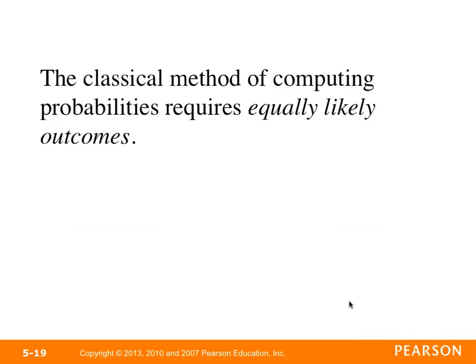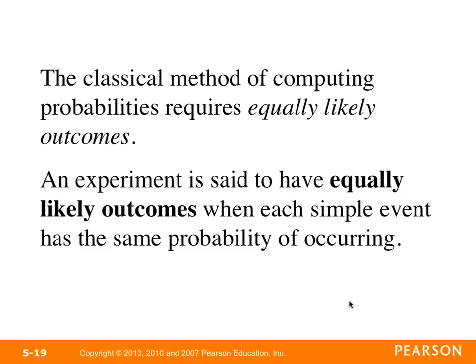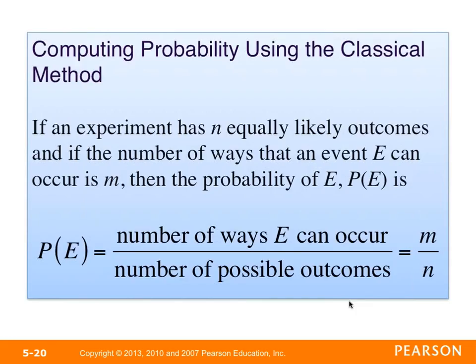Now, the classical method of computing probabilities requires equally likely outcomes. So an experiment is said to have equally likely outcomes when each simple event has the same probability of occurring. So if we look at this formula here, if an experiment has n equally likely outcomes, and if the number of ways that an event E can occur is m, then the probability of E, or P of E, is denoted as follows. We take the number of ways E can occur, which is m, and the total number of possible outcomes, which is n, and we divide.